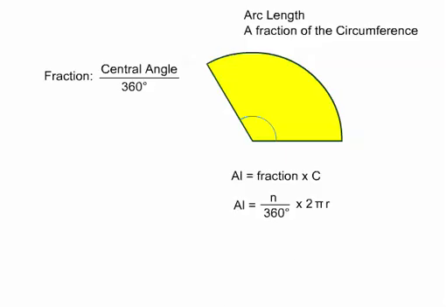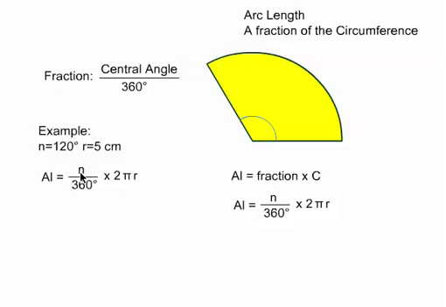Let's do an example. Here's our example. The central angle is 120 degrees. The radius is 5 centimeters. So we always start off by writing your formula. Arc length equals the fraction of the circle, of the circumference. So the fraction is n out of 360 times the circumference, 2 pi r.